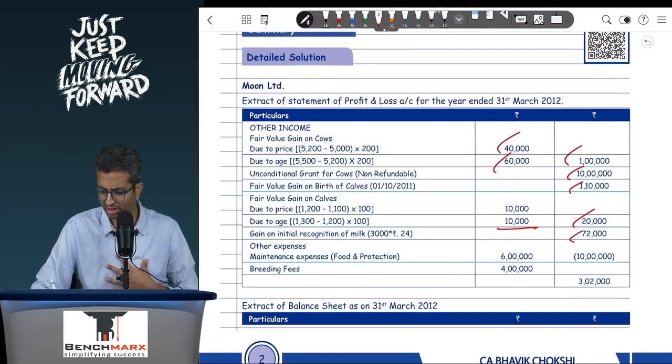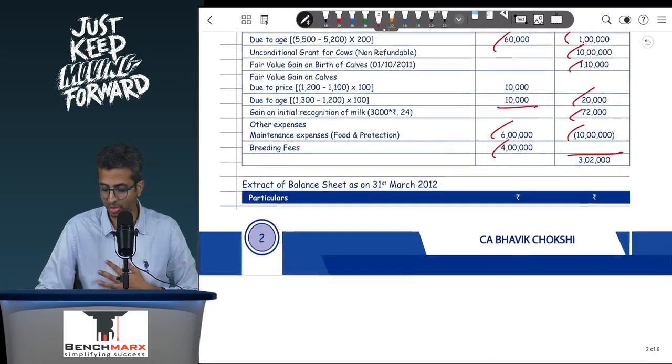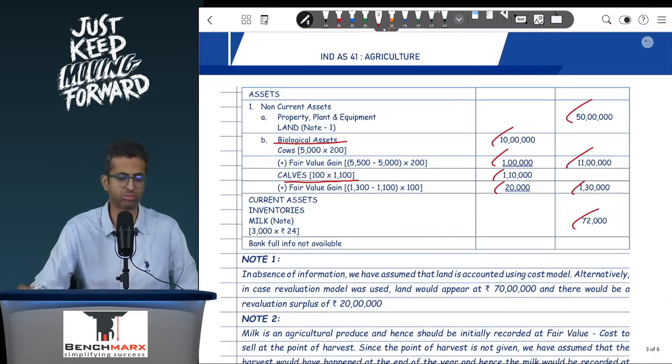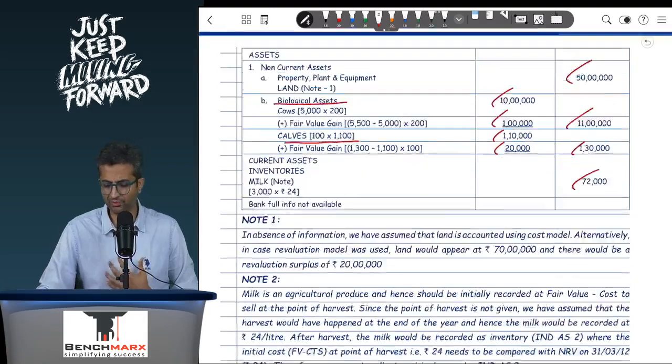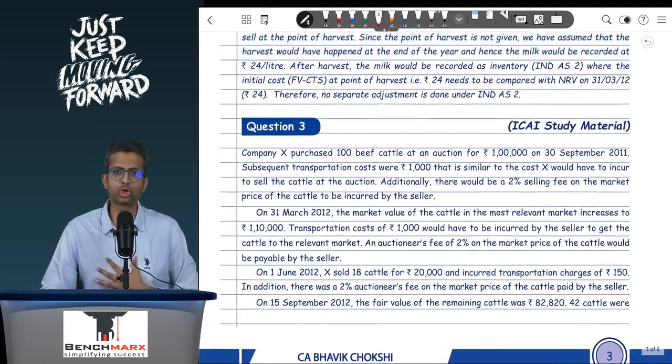Apart from that, there were other expenses like 6 lakhs and 4 lakhs, totaling up to 10 lakhs, and hence that will give you your amount in the profit and loss, and then a separate disclosure and an amount being shown, let us say, in the balance sheet. So that takes care of question number 2. Next you go to question number 3.